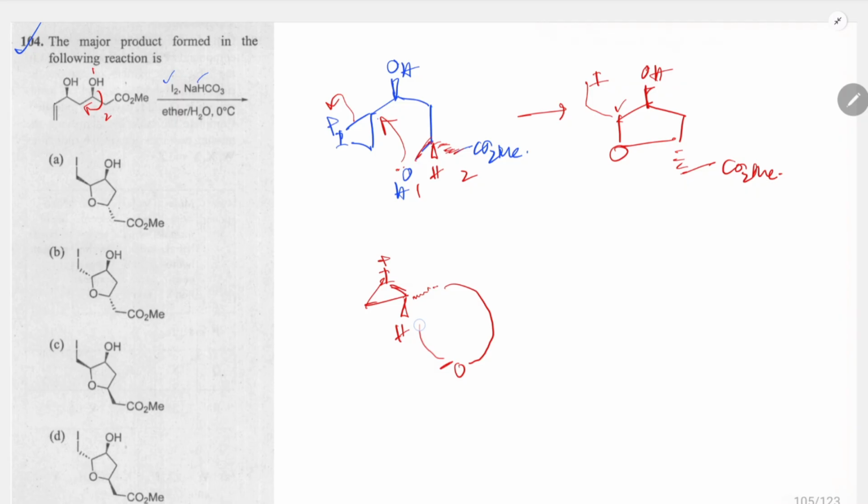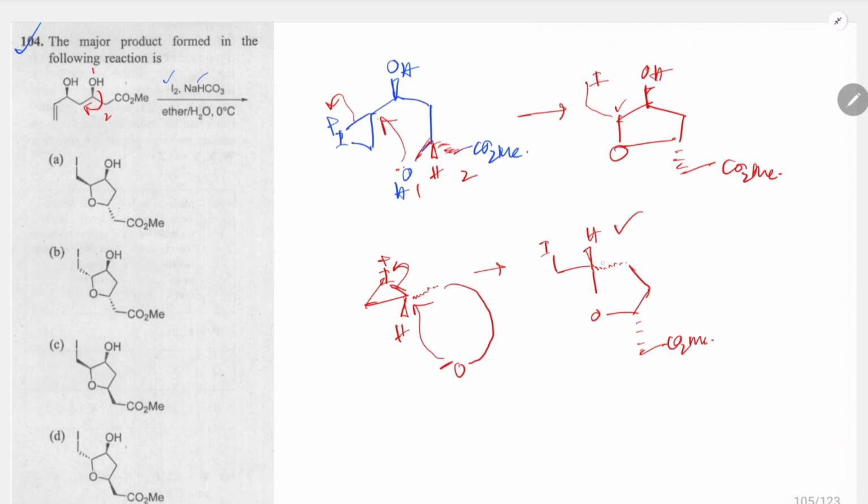This will attack this center and this iodine will be released. Finally we'll get this iodine, and now this oxygen at the anti position, but hydrogen and down containing this 5-member ring is formed. Now alpha to this is CO2Me. Now this kind of configuration arises.